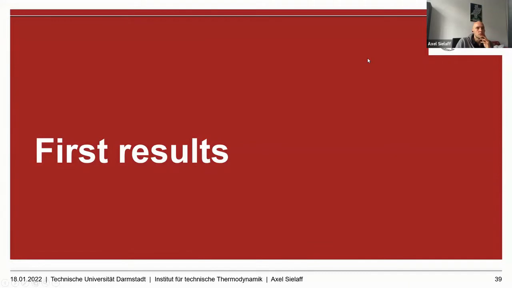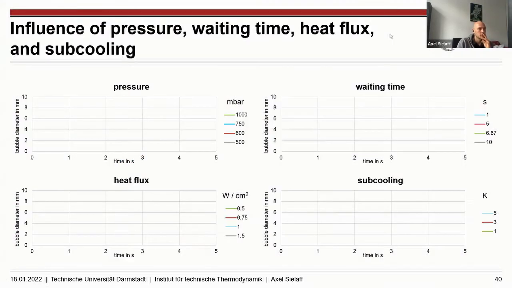Okay, let me show you some first results of the multiscale boiling experiment. Here I took a pool boiling experiment and compared the different influences of pressure, heat flux, subcooling, and waiting time, always compared to the mentioned reference case, which is always marked wet. So here you can see what is more or less expected. If you decrease the pressure, the bubble will grow faster.